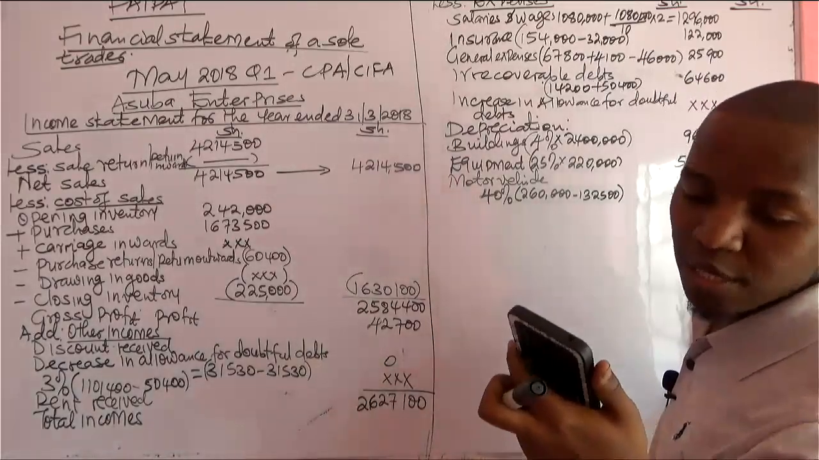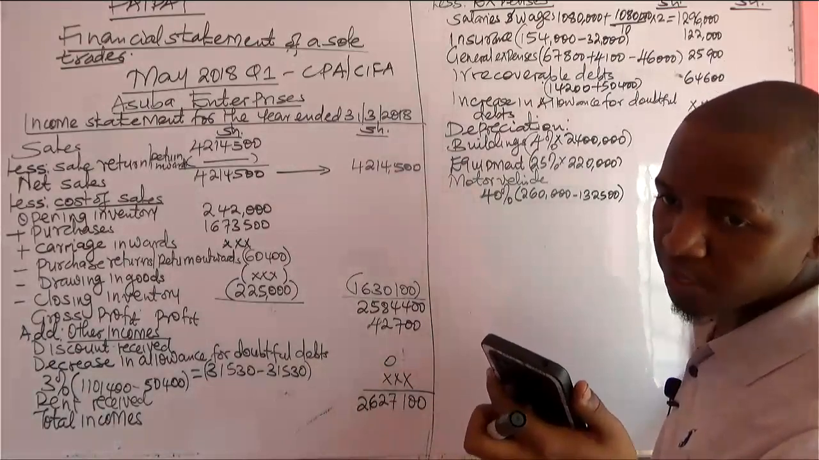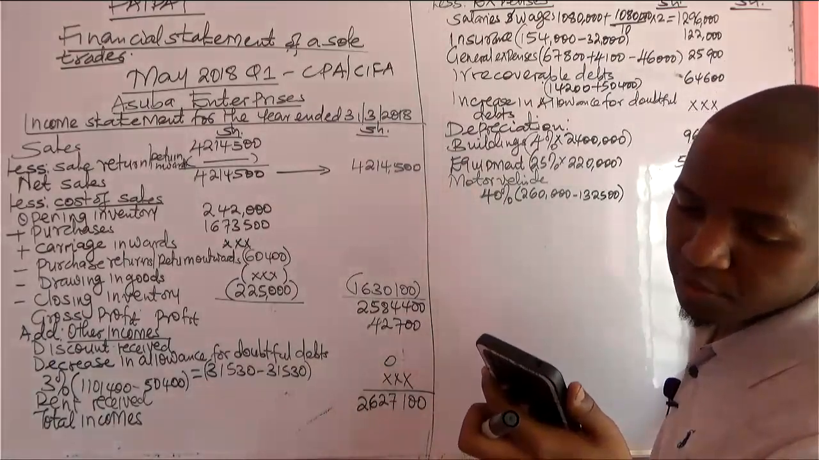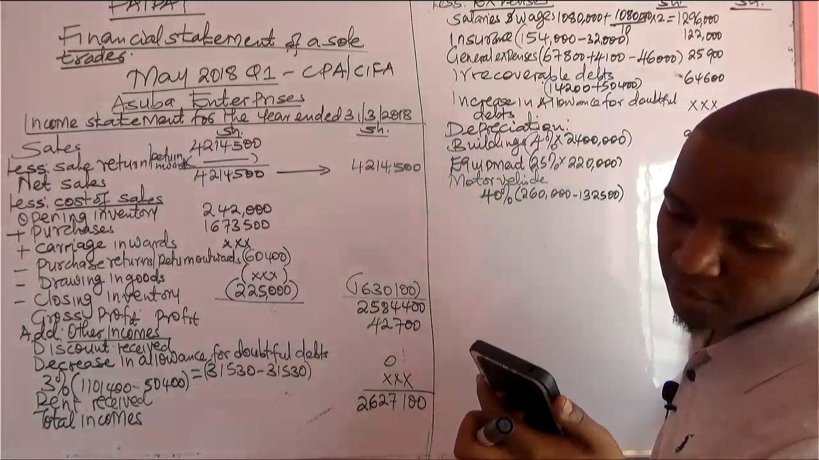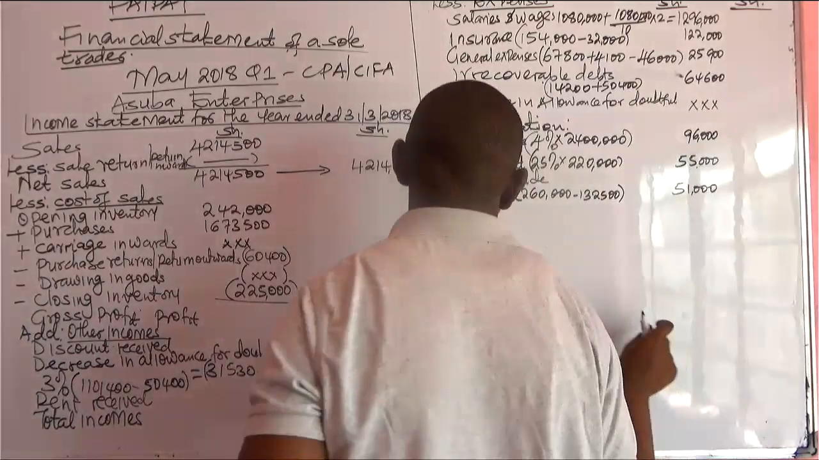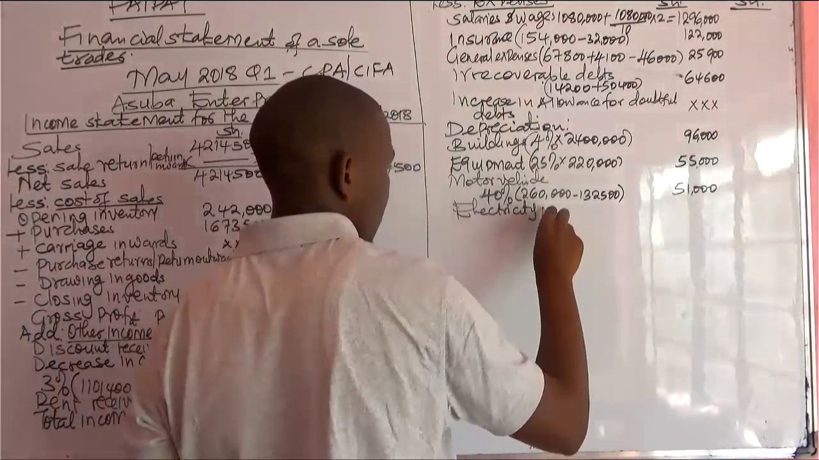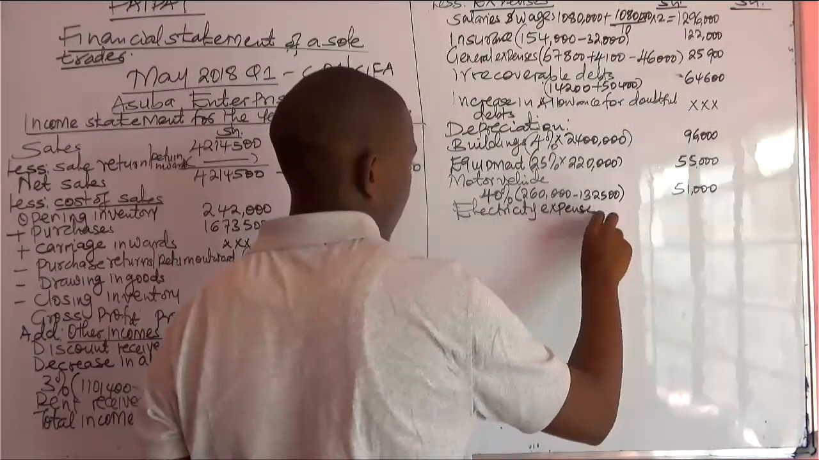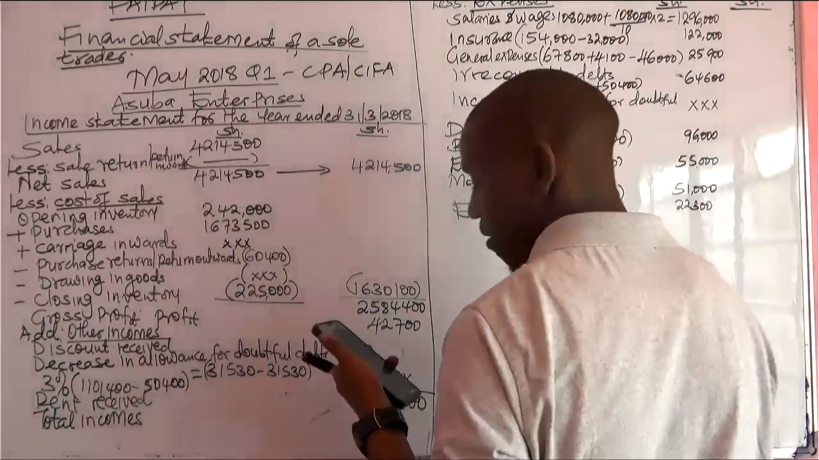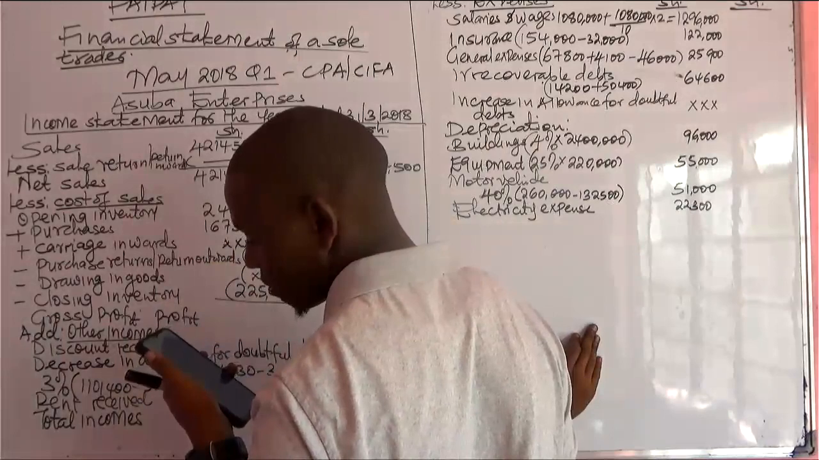So we get back to the trial balance. Now we input all the other expenses which we've not included. So, tunaanzia from up there. Capital is not an inventory, not an expense. Purchases. We have electricity what? Electricity expense of how much? Yes? 22,300.